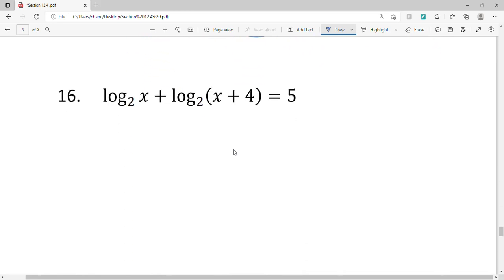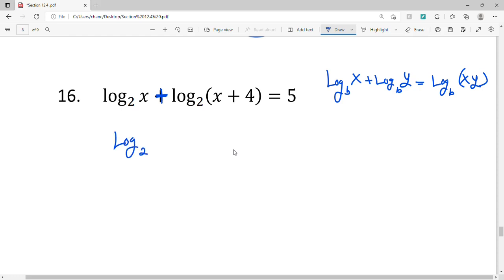In example 16, we have an issue. We have two logarithms with an addition between. That means I have to use the product rule. Recall log base b of x plus log base b of y. I can actually multiply the arguments together. This is log base b of x times y. I can rewrite this as log base 2 of x times x plus 4, and that's equal to 5.